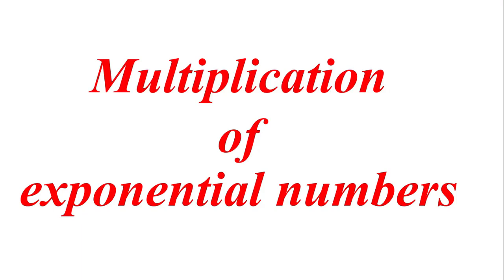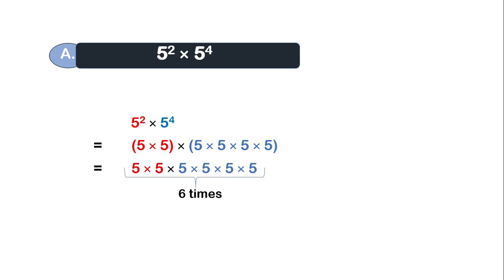This is lesson 3 of exponentiation, and we will be looking at multiplication of exponential numbers. In part A, we have 5 squared times 5 to the power of 4. Now, if we expand these exponential numbers, we will get 5 times 5 times 5 times 5 times 5 times 5. Now we get 5 six times, and that is 5 to the power of 6.